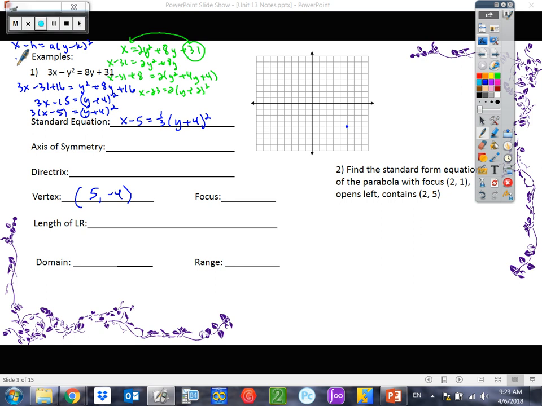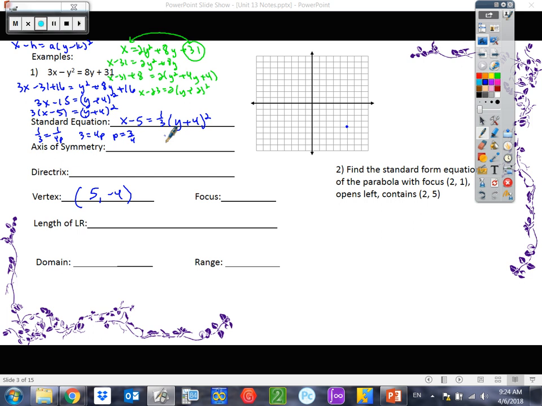All right, so a, which is 1/3, equals 1 over 4p. Now some of you can look at that and say, oh, I know what p is right now. I don't have to do anything else. And that's great. Others of us need to cross multiply and solve for p. So we would do 3 equals 4p. So p is going to be 3/4. All right, that's a distance.